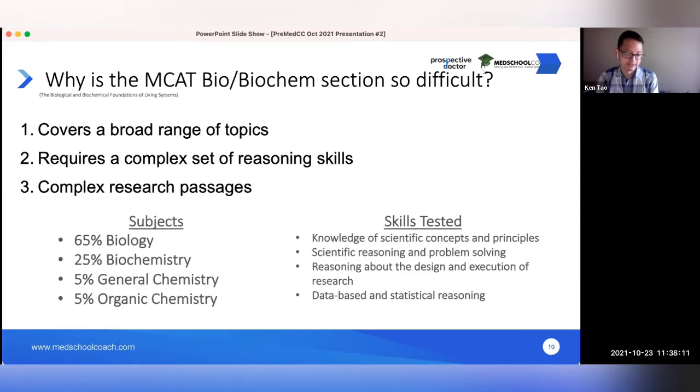The second point is similar to ChemPhys. It requires the same set of complex reasoning skills as the ChemPhys section. And a third reason that makes it particularly difficult is very similar to the ChemPhys as well, but is actually even more difficult for the BioChem section, in that there tends to be a lot of complex research passages.